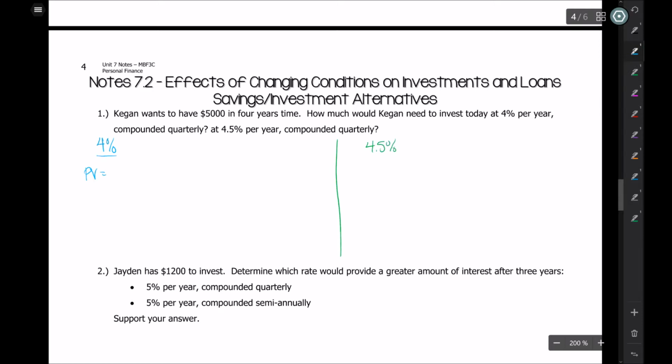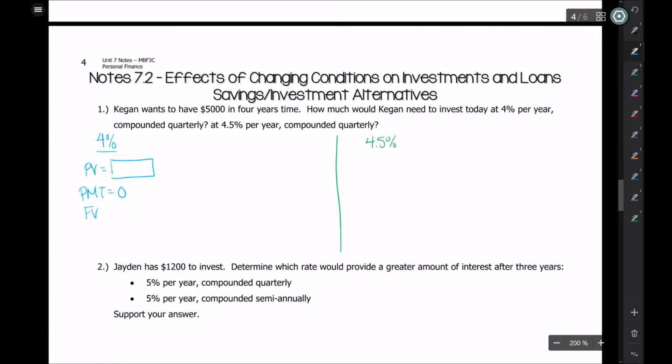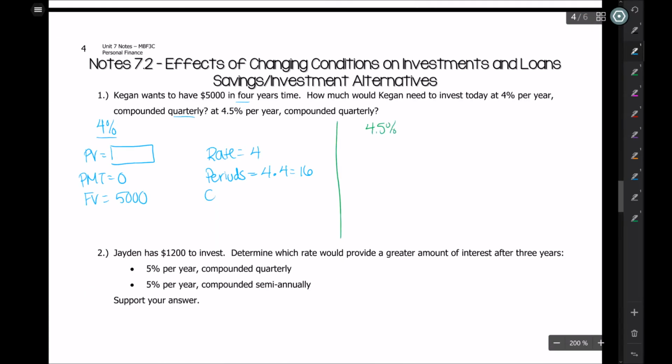Our present value is unknown, because it's asking how much would Keegan need to invest today. Our PMT is still going to be 0. Next is the FV, the future value, and we know that he wants to have $5,000. The rate is 4%. The number of periods is 4 years compounded quarterly, so 4 times 4 is 16 periods. And for our last piece, our CPPY, we're just going to say that it is quarterly.